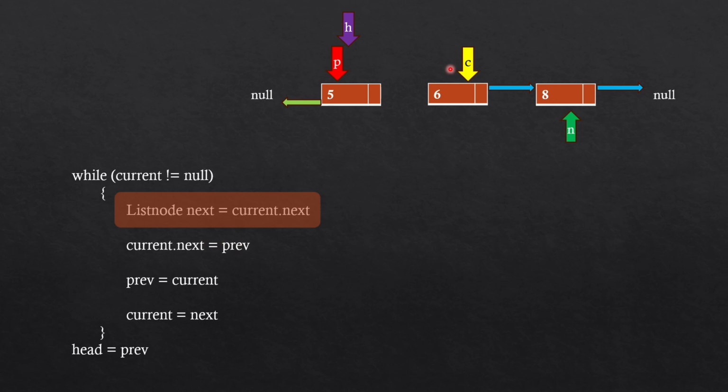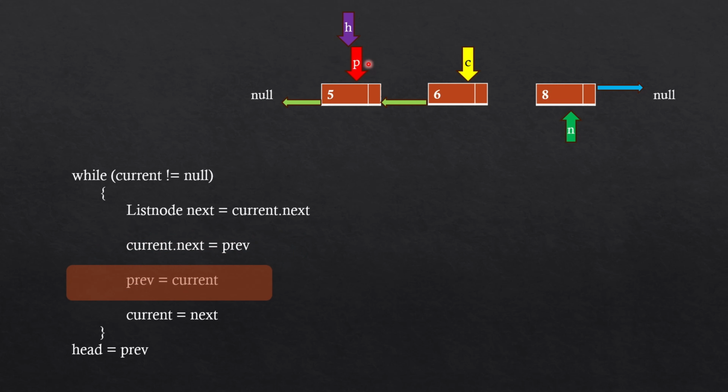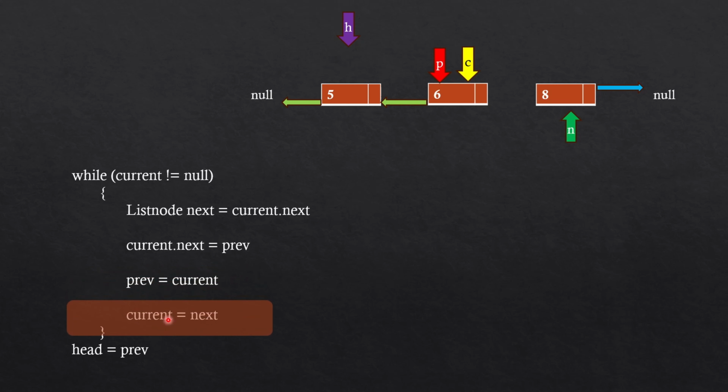So our previous is here and the next of current is this one. So we will update the next of current with the previous. So it looks like that. And now we will update our previous with the current. So we will move our previous to the current, and now we will update our current with the next. Okay, so this is how it is.